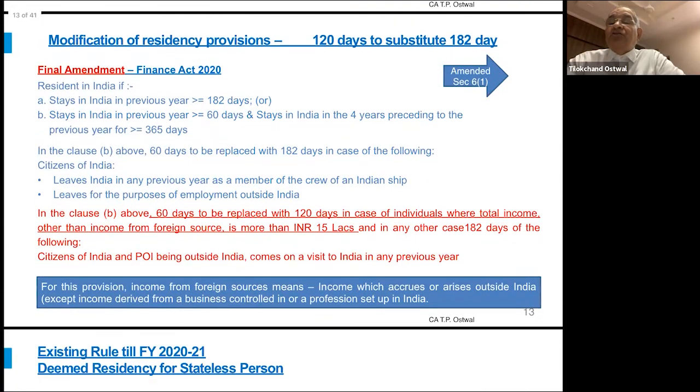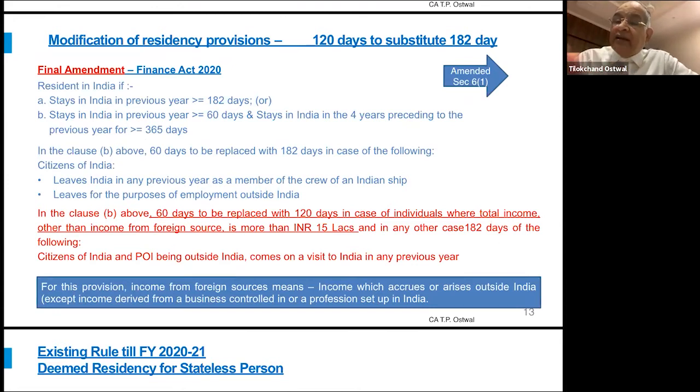However, there was a huge hue and cry. Dubai residents, particularly Middle East people, made a big noise, and the government came down and tried to change this regulation. Now the effect of the change is, in case you are coming back for a visit to India, you are allowed to stay in India up to 120 days if your total income liable to tax in India is more than 15 lakhs of rupees.